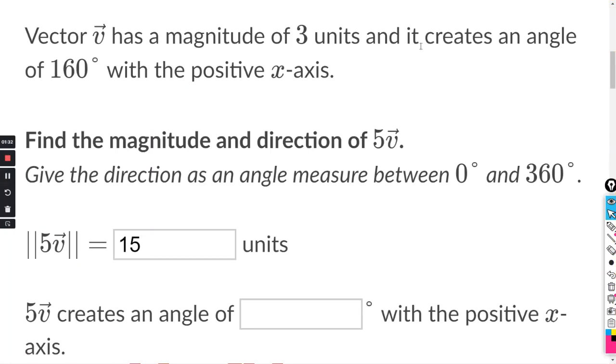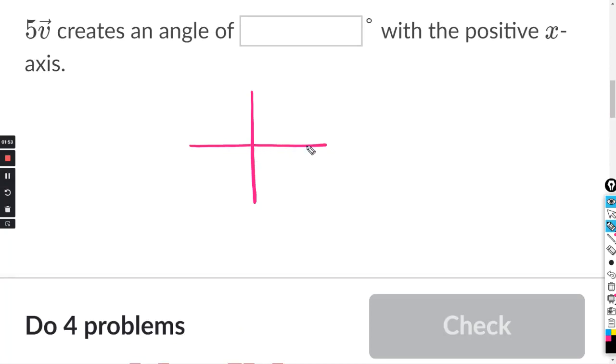It says that the vector creates an angle of 160 degrees with the positive x-axis, and they want to know the angle for 5 times vector v. So let's draw that out real quick. I'm going to draw the vector with an angle of 160 degrees from the positive x-axis. If I start at the positive x-axis and rotate 160 degrees this way, this is 90, this is 180, so the vector would be about right there. So starting at the x-axis, that would be 160 degrees.